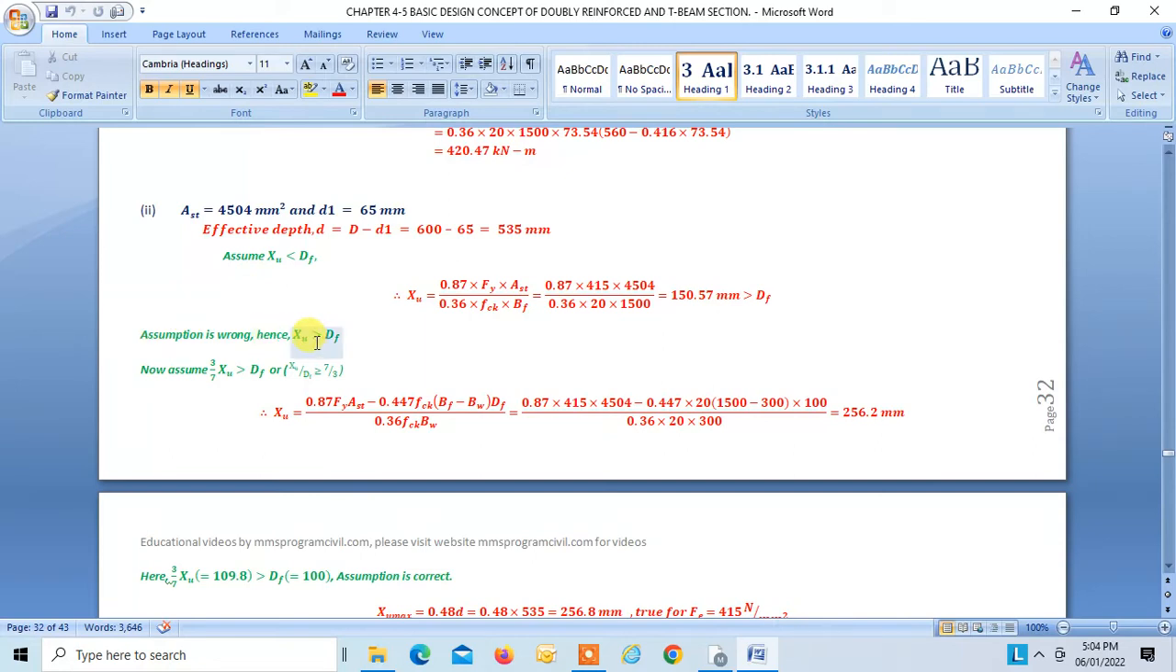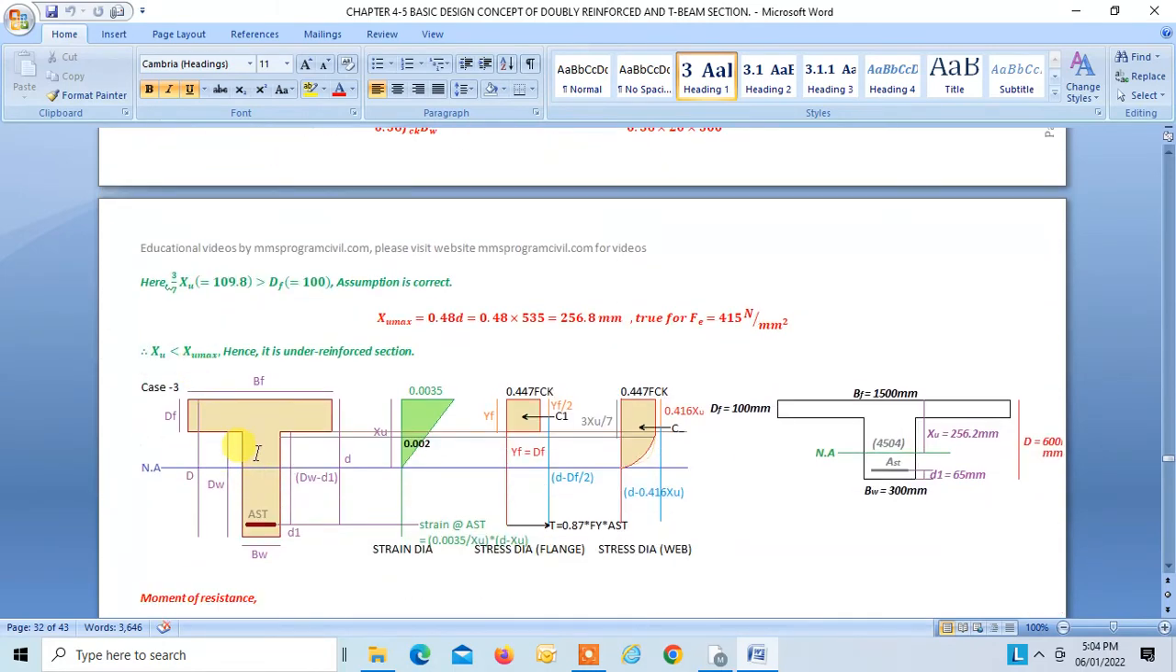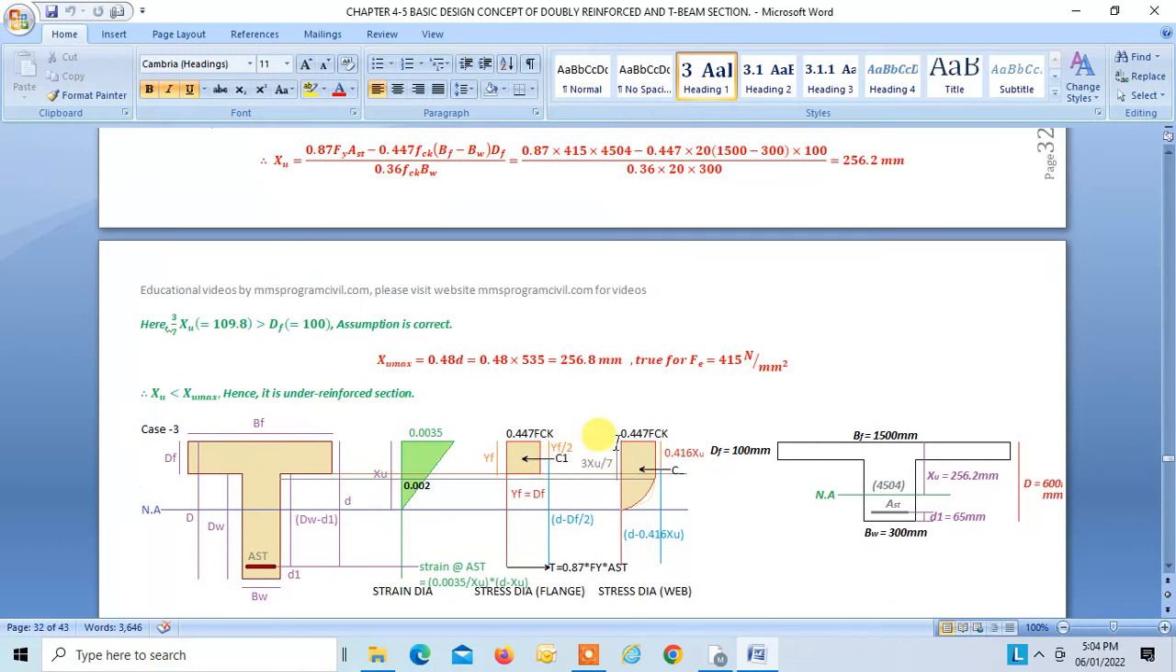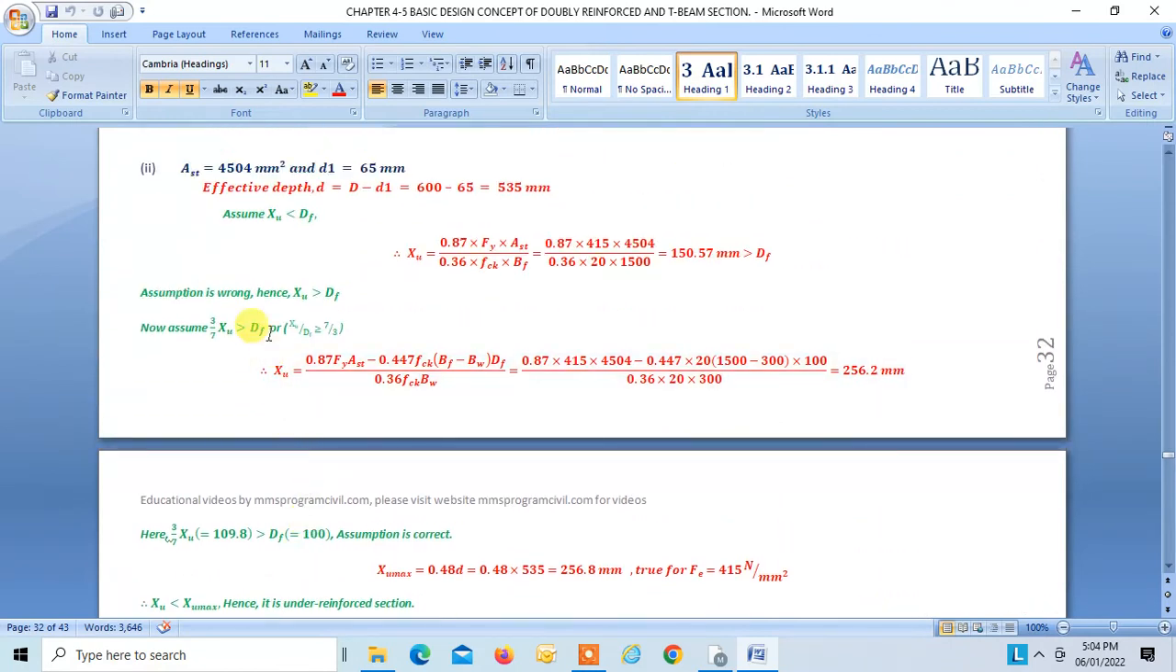Okay, so now we will have to go for another assumption, that 3 by 7 XU is greater than DF. This means that the strain 0.002 falls within the web, right? We are assuming that 3 by 7 XU is greater than DF, that is, 0.002 strain falls in the web. This is our assumption. Now we will have to see whether this assumption is correct or not. So this becomes our case 3.